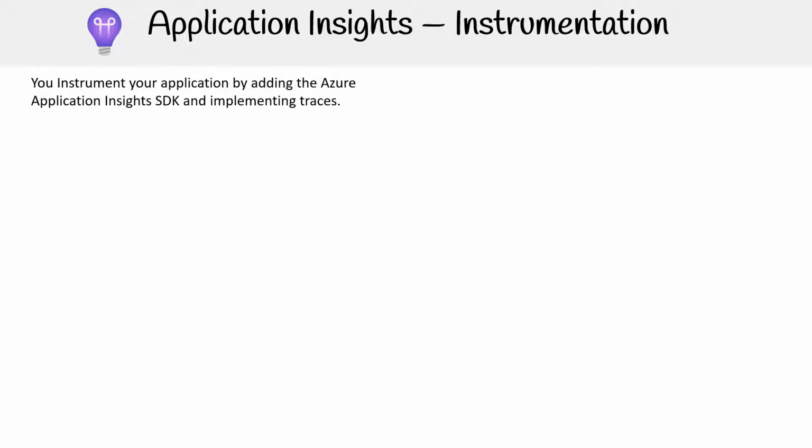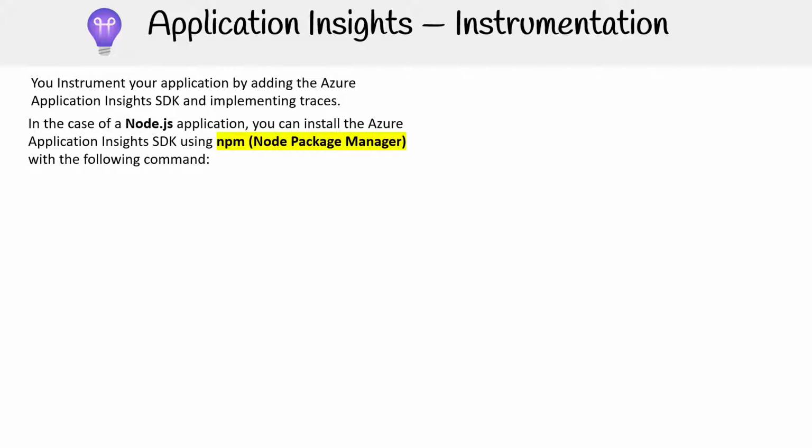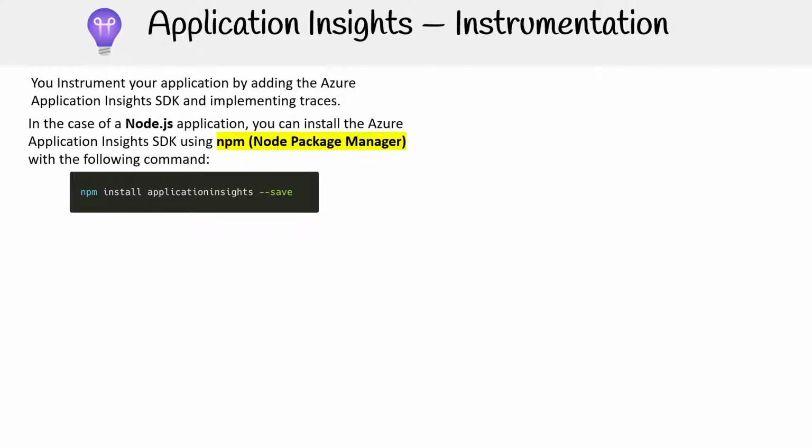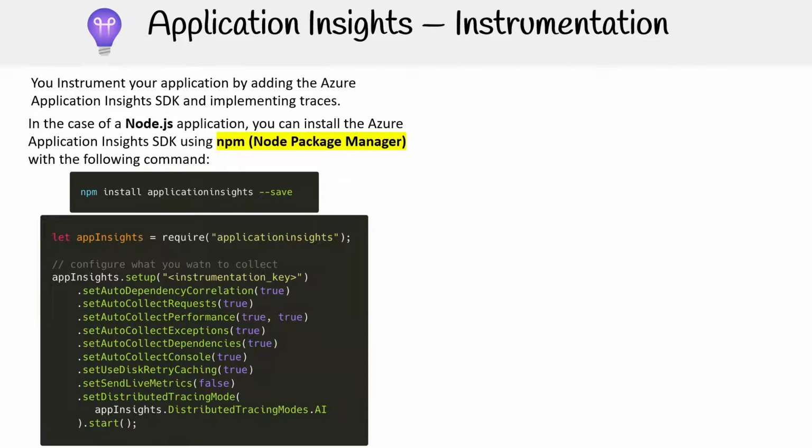You instrument your application by adding the Azure Application Insights SDK and implementing traces. In the case of a Node.js application, you can install the Azure Application Insights SDK using npm with the following command: npm install applicationinsights --save. applicationinsights is the name of the package you are installing, which is Azure's SDK for Application Insights. --save, this flag saves the package as a dependency in your package.json file.